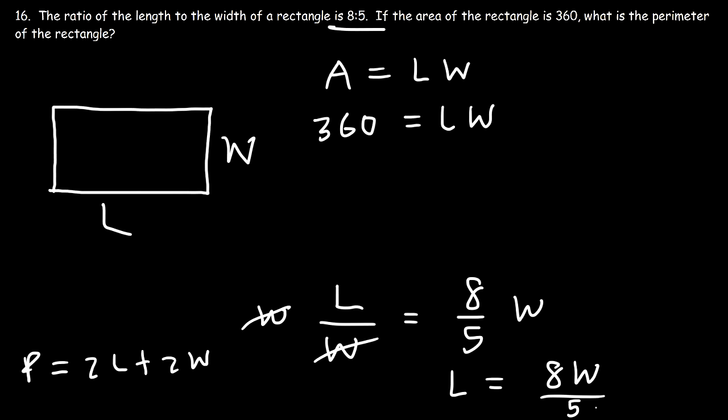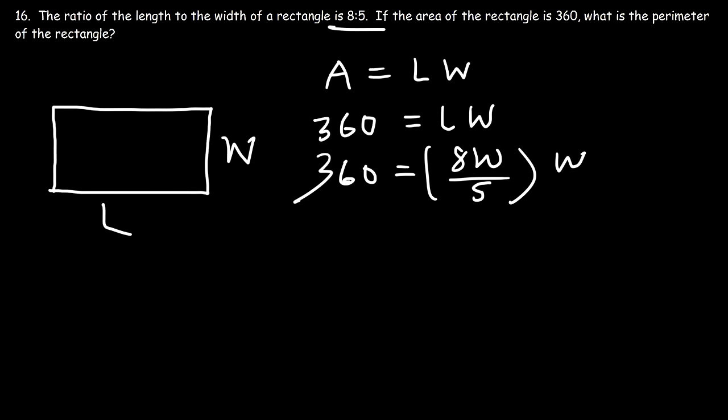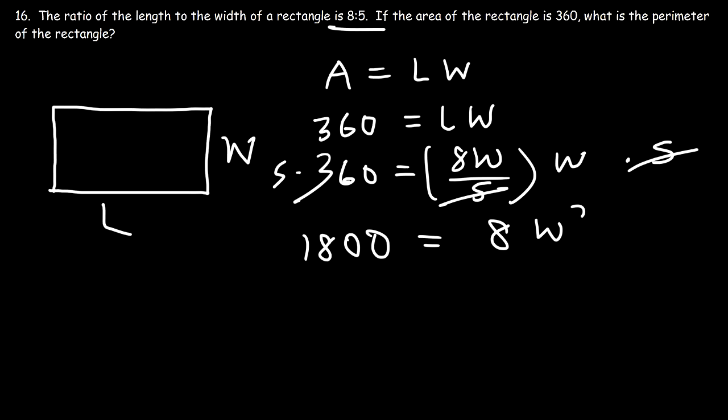So now what I'm going to do is replace L with that value. So 8W/5 times W. Now I have one equation in terms of one variable, so I can solve for W now. Let's multiply 5 to both sides so we can get rid of this fraction. 5 times 360, that's 1800. So 1800 is equal to 8 times W squared.